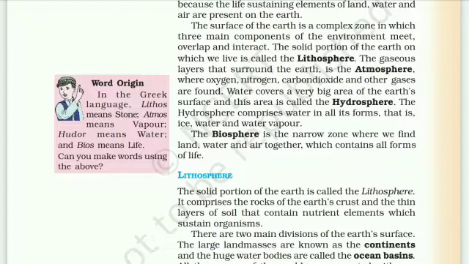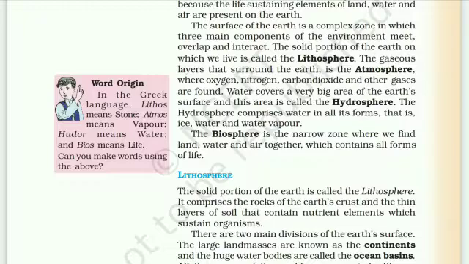Repeating again, children. The surface of the earth is a complex zone. It can be divided into three main portions. They are lithosphere, atmosphere and hydrosphere. Lithosphere, the solid portion of the earth, is composed of rocks of the earth's crust. There is a thin layer of soil on top. The soil contains mineral nutrients which sustain various organisms.